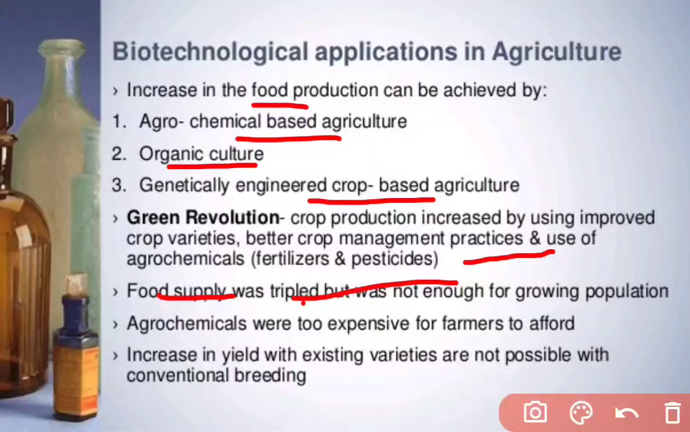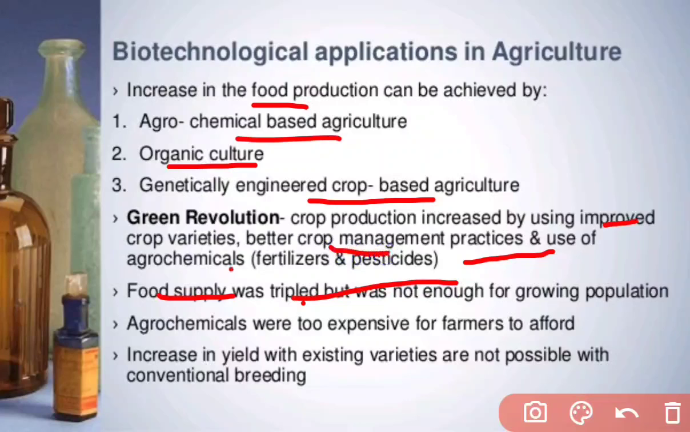So we can see the green revolution: crop production increased by using improved crop varieties. What are the conditions we need? One is improved crop varieties, better crop management practices, and use of agrochemicals, that is fertilizers and pesticides. First one is the crop variety, you have to select those that give the best product.